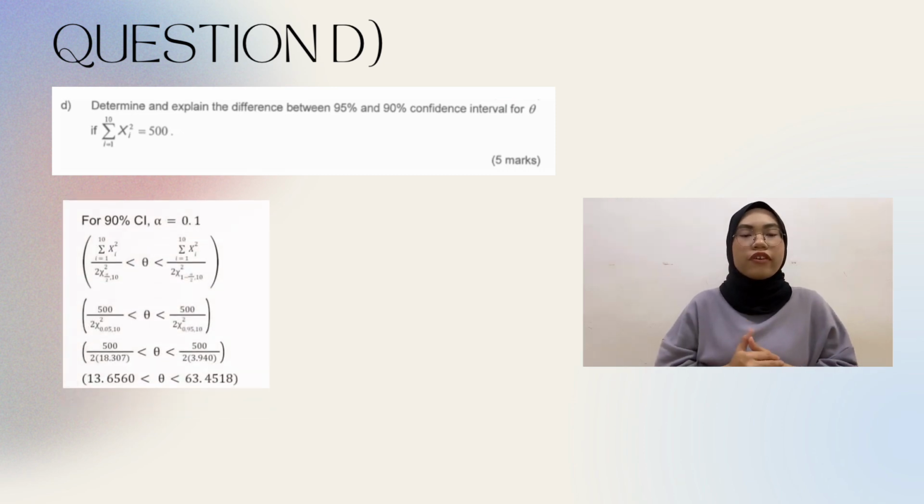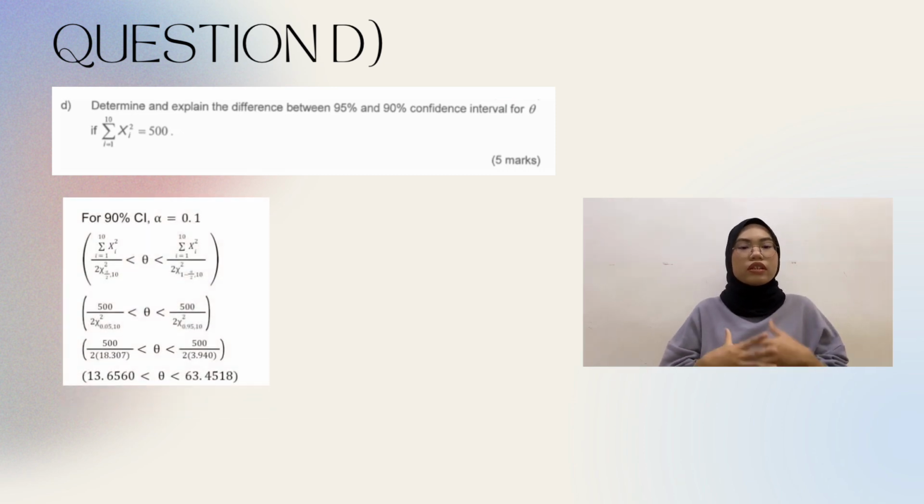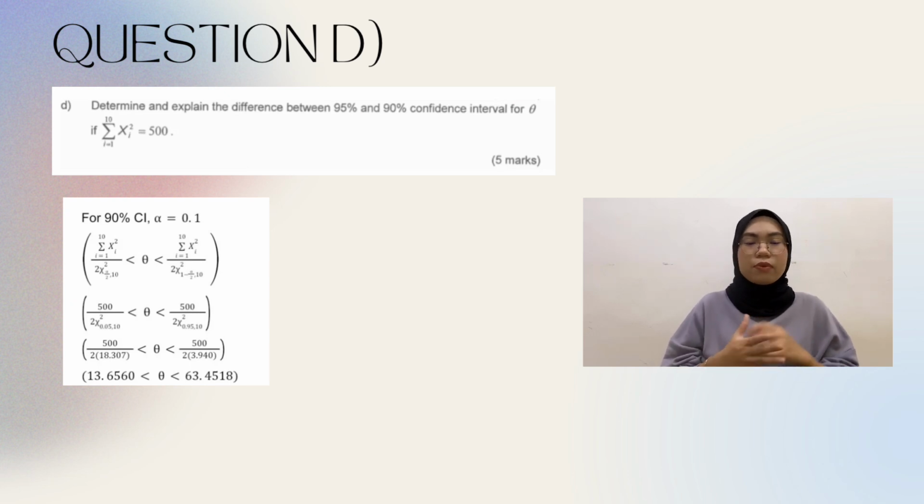Firstly, for the 90% confidence interval, we know that alpha is equal to 0.1. Alpha over 2 is 0.05, while 1 minus alpha over 2 is 0.95. And then we substitute all the values into the confidence interval. For the left side, 500 over 2 times chi-square 0.05 with 10, and for the right side, 500 over 2 times chi-square 0.95 with 10. Next, from the table, chi-square 0.05 with 10 is equal to 18.307, and chi-square 0.95 with 10 is equal to 3.940.